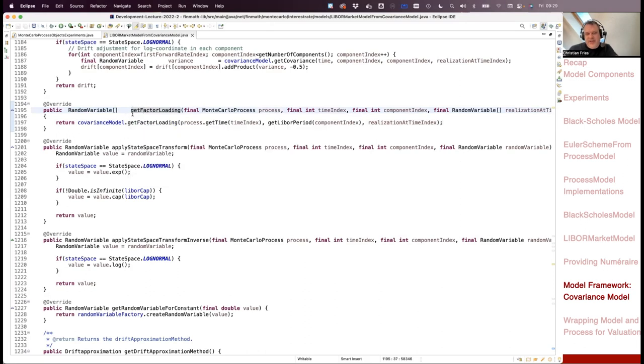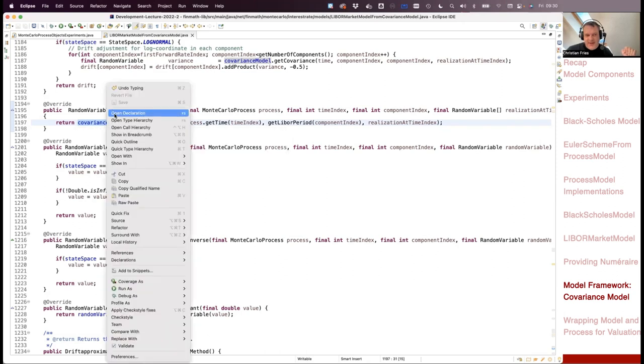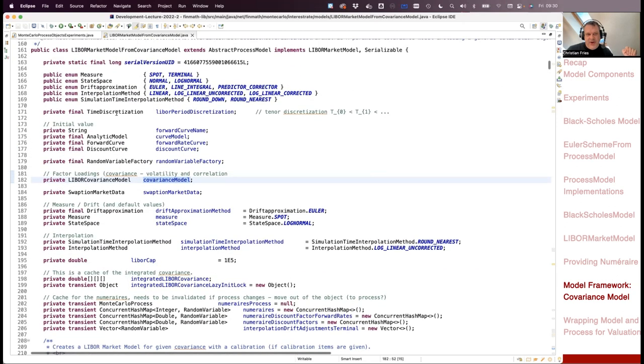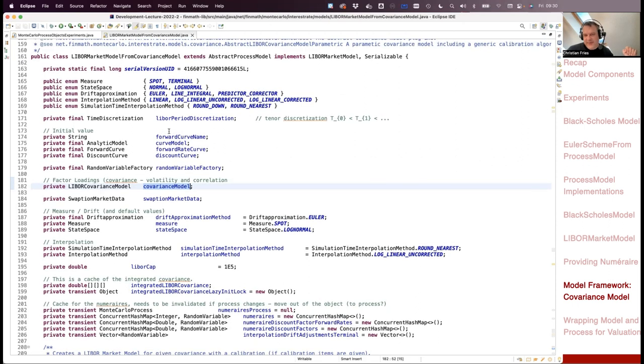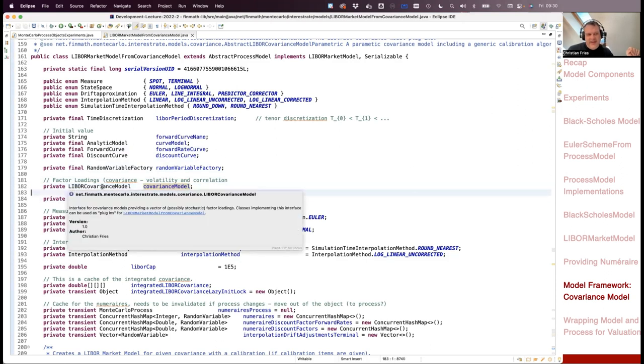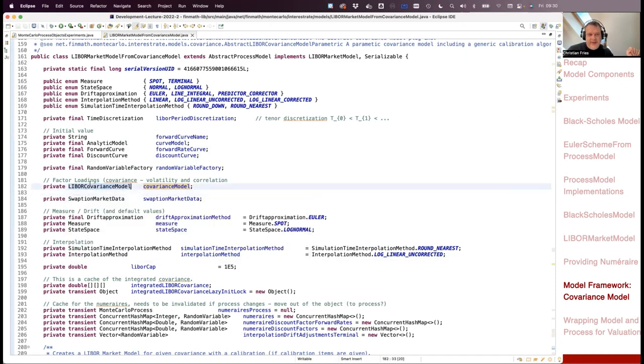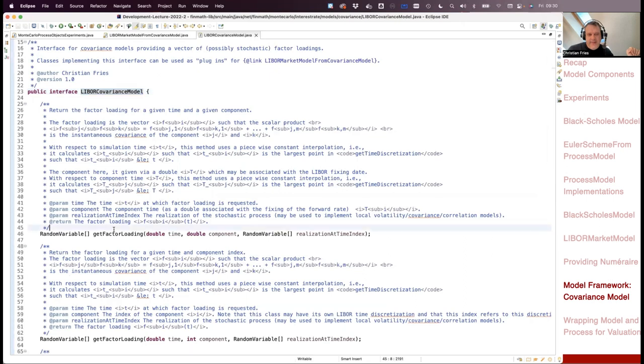And you see my function is just calling the same function on another object. So this is called delegation. So we have a delegation pattern here. I'm delegating the task to calculate this lambda to some other object. And let's have a look. What is this object here? So this object is here on top of my model, where all the specification of my model is. For example, the initial value is just the forward rate curve. And there is here this covariance model. And you see the specification says this should be an interface. An interface that just tells me I have a function to calculate this coefficient lambda.